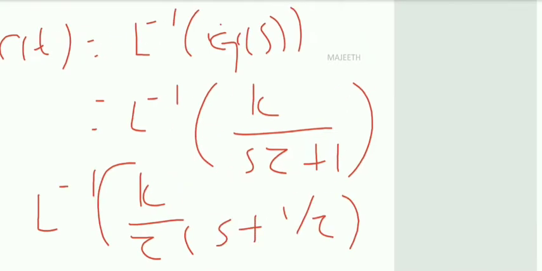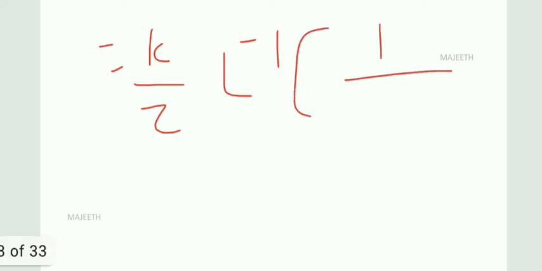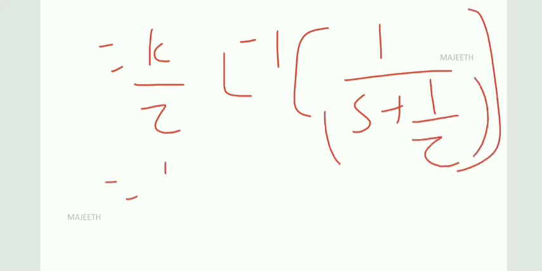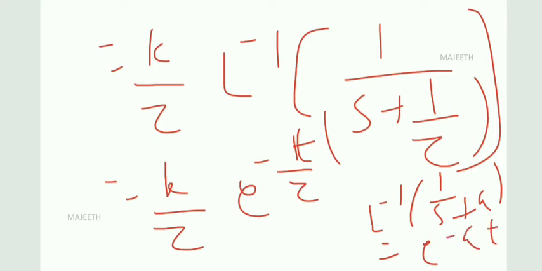So K by tau is constant, I take it outside: K by tau times the inverse Laplace transform of 1 by S plus 1 by tau. So K by tau, L inverse of 1 by S plus A is e power minus AT. So A is nothing but 1 by tau, into T. We know that L inverse of 1 by S plus A is equal to e power minus AT.